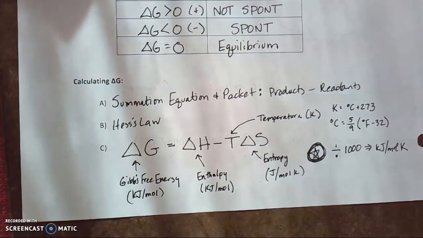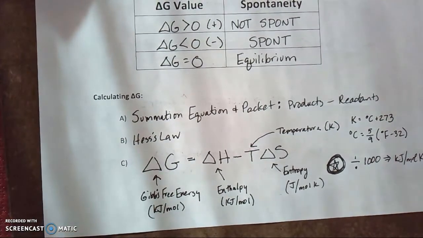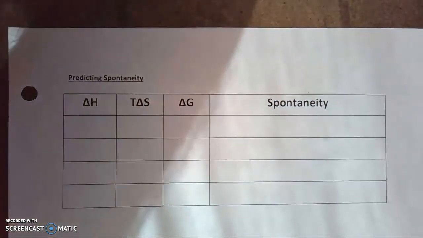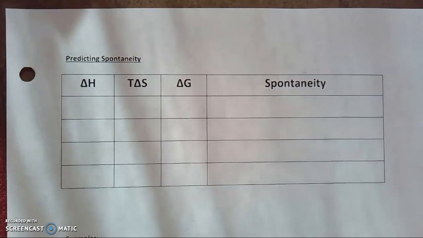So if we look at our next page, it talks about predicting spontaneity. On occasion, if we know the values for delta H and delta S, we can calculate what delta G may or may not be just by signs, and we're going to have conditions in which they are spontaneous or not. So our next video is going to go over this chart.